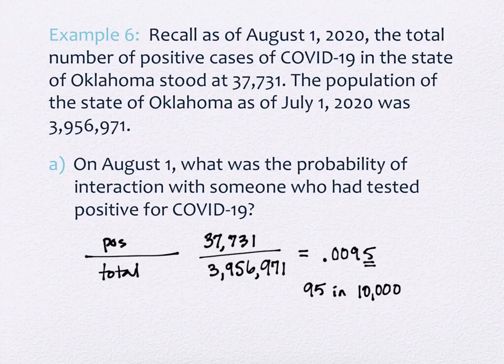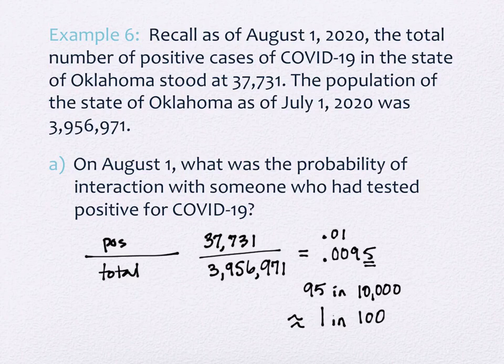If we had rounded to 3 decimal places, we would have gotten a little bit different number. The number actually would have rounded up to a 1 here. If we'd rounded it to 3 decimal places, it would actually have been 0, 1, 0 at the end. In other words, we would have really just had a 0.01. So it was about 1 in 100, if we had rounded a little bit differently. So 95 in every 10,000 people, or 1 in 100 people.